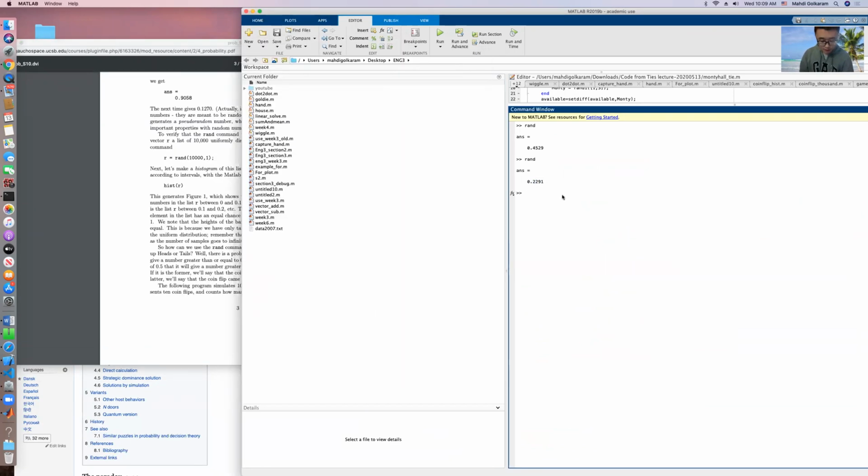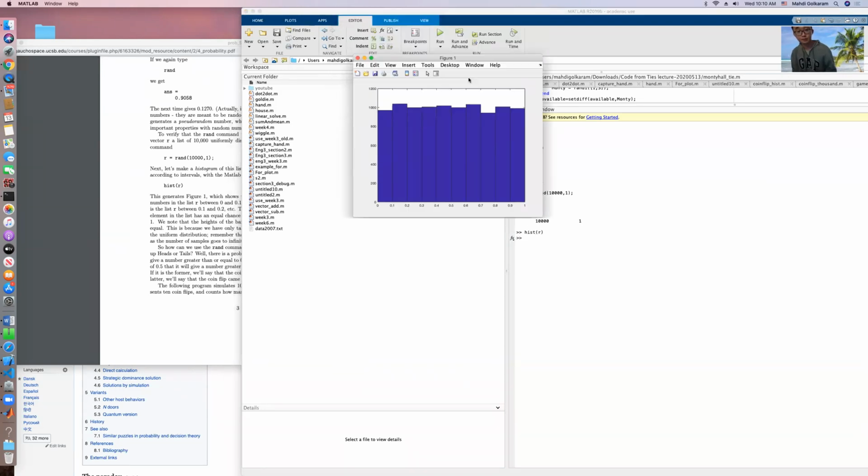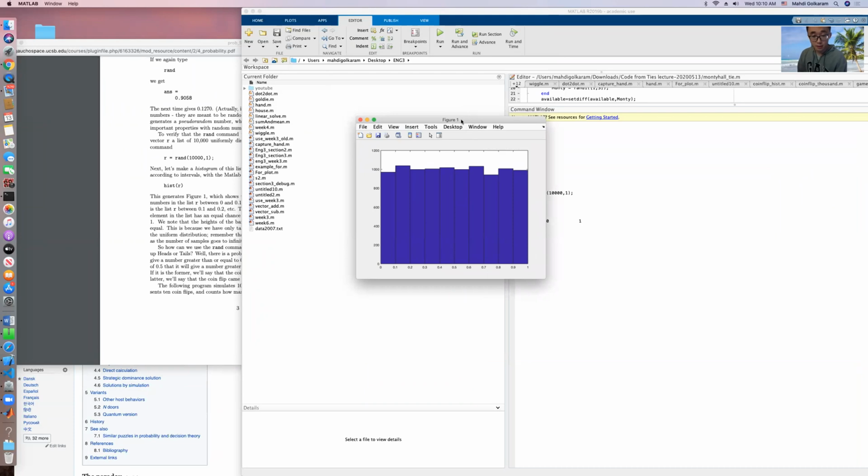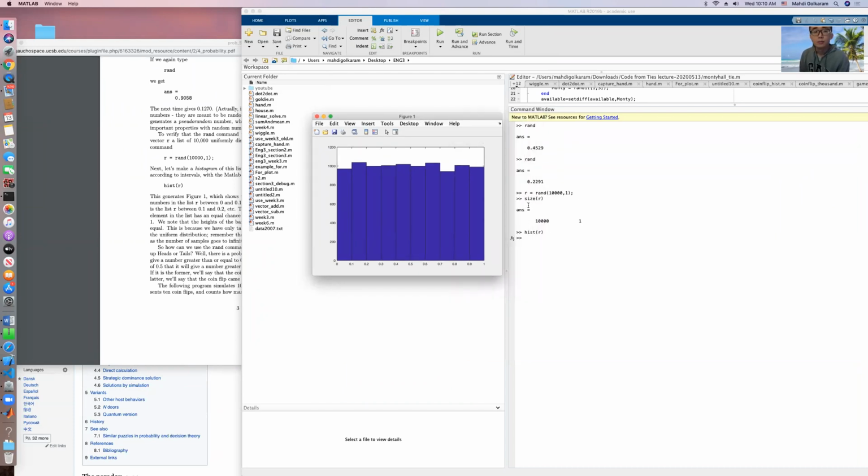You can also do r equals rand(10000,1). In this case, we can look at the size of r. It's 10,000, right? So it's 10,000 random variables at the same time, and then we plot the histogram of this. So this is a histogram of r. Can anyone tell me what this means?